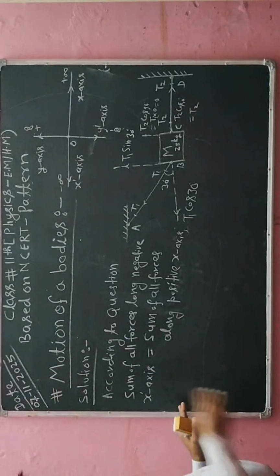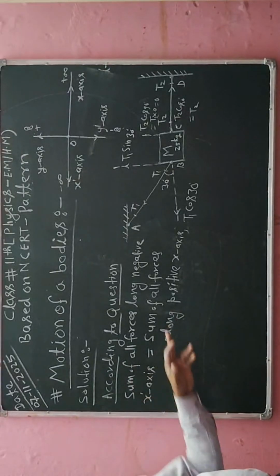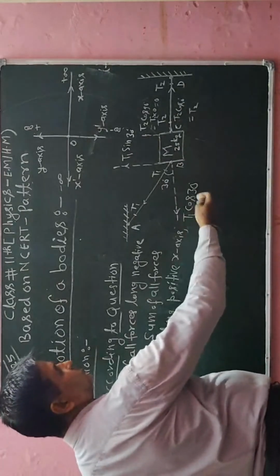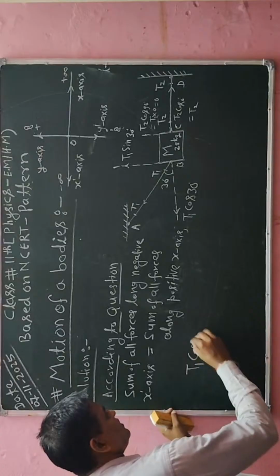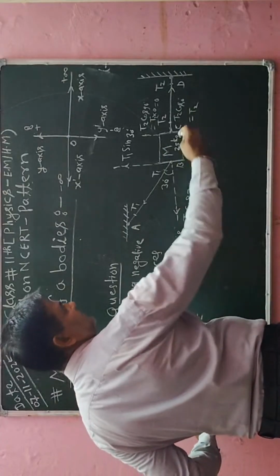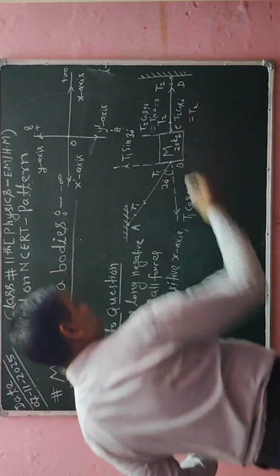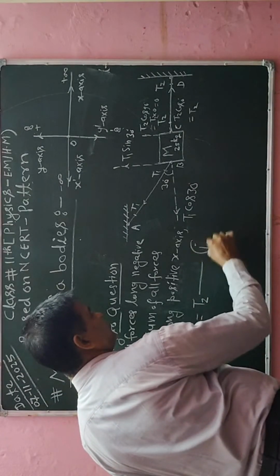I will follow this written statement, and then I will make the equation, and then I will evaluate the proper parameter value. So here I have to consider, along the x-axis, T1 cos 30 degree, which is equal to, this is the force along the negative x-axis, and this is the force along the positive x-axis. So I will say this is equation number 1.